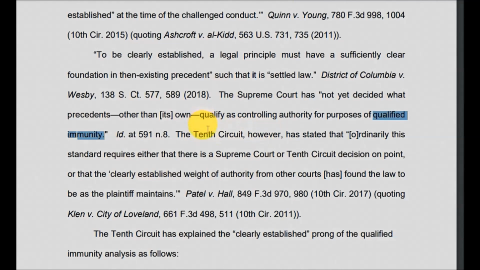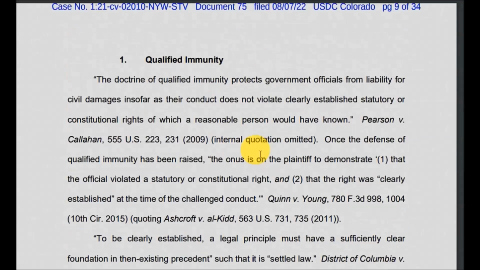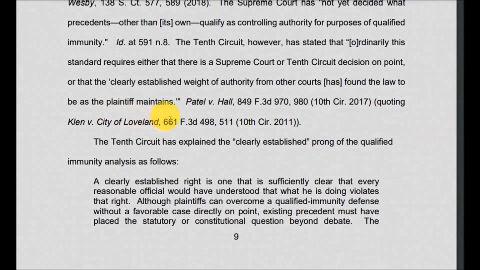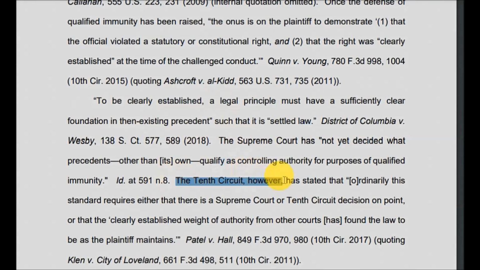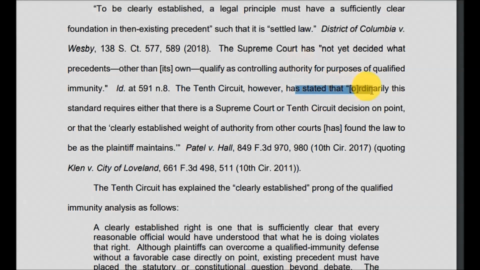But beyond those little subtle hints of it, the clearly established language of qualified immunity is determined by the ultimate judicial power of the United States, called the Supreme Court. Because they have not yet decided what precedent other than its own, meaning other than what they've mentioned in res judicata, such as what was previously mentioned. The 10th Circuit, however, has stated that, quote, ordinarily, the standard requires either that there is a Supreme Court or 10th Circuit decision on point, or that the, quote, clearly established weight of authority from the courts has found the law to be as the plaintiff maintains.